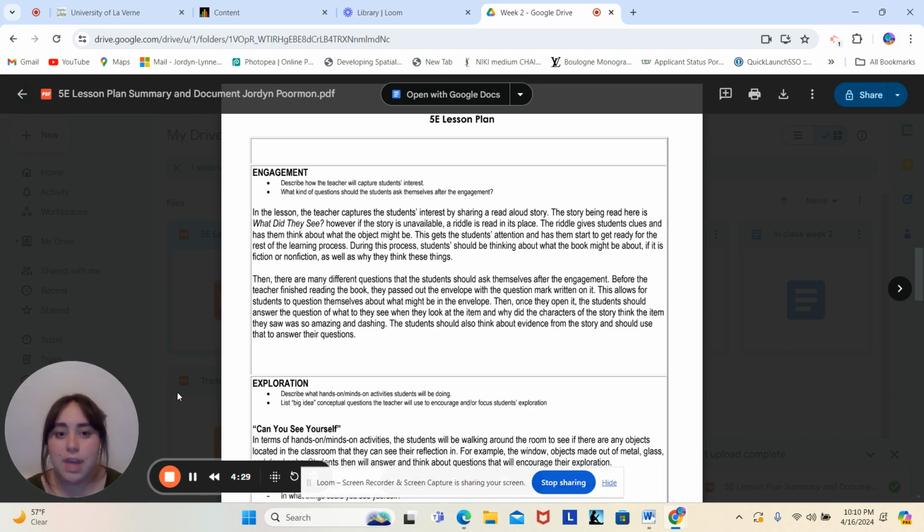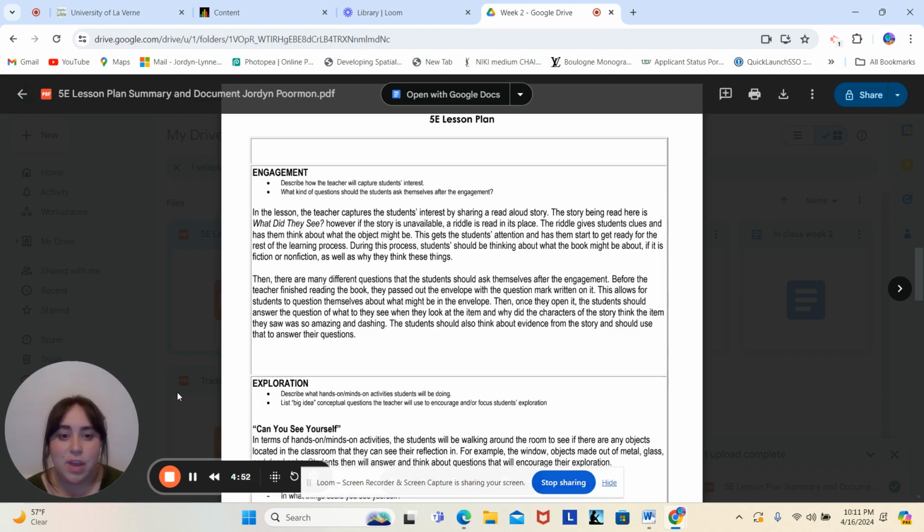And they also are thinking about what the book will be about, if it's fiction or nonfiction, and why they are thinking these things. And in terms of questions, to help with engagement, the teacher should pass out an envelope with a question mark written on it, which the students get to see. Like, oh, what do they think is in there? What kind of object is in there?